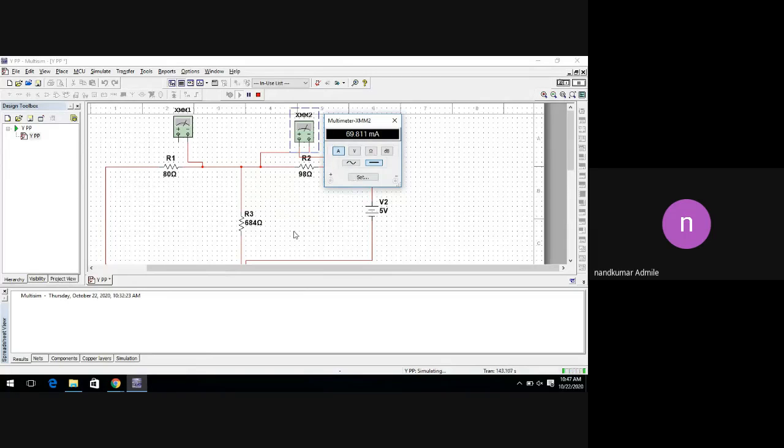How to calculate the value of y parameters? Have you studied two port networks?